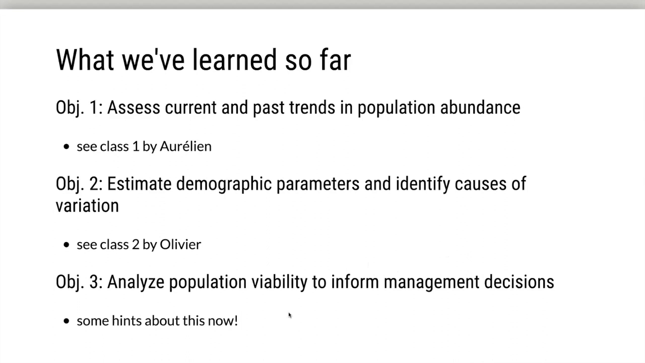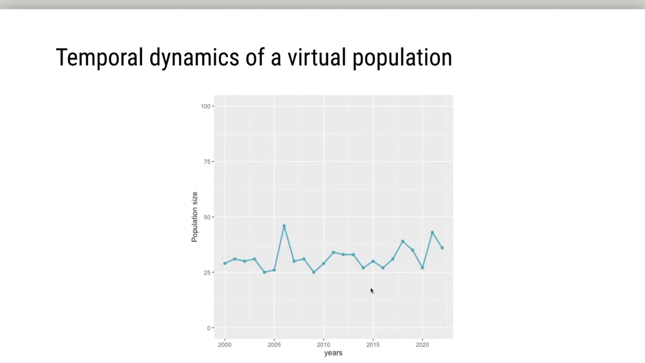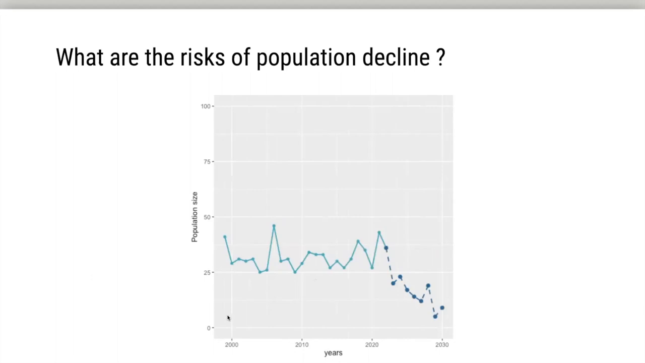I mean, the objective is to use it this way. So imagine the temporal dynamics of a virtual population here. We have census data of population size. Imagine we know it perfectly for now, from years 2000 to 2022. The type of questions we are very interested in asking in conservation is, what are the chances that this population is going to decline in the future, for example? So here are the blue dots with the dashed line. This kind of trajectory would be very concerning if this was a population declining very strongly. So based on the data that we have, how can we assess the chances of this type of declining trajectory that could happen in the future?